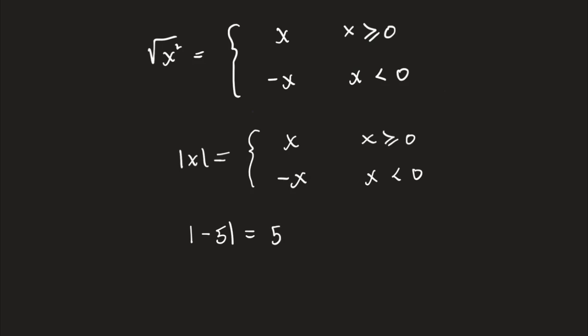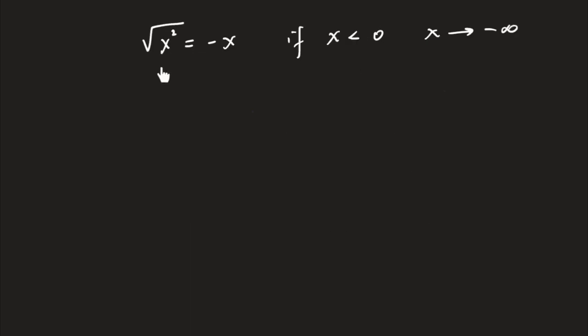We don't write the opposite of negative 5, but we know that the opposite of negative 5 is 5. So we could write it as minus 5, which is the same as 5. So in summary, for our case, the square root of x squared is going to equal the opposite of x if x is less than 0, and that's the case whenever x is approaching negative infinity.